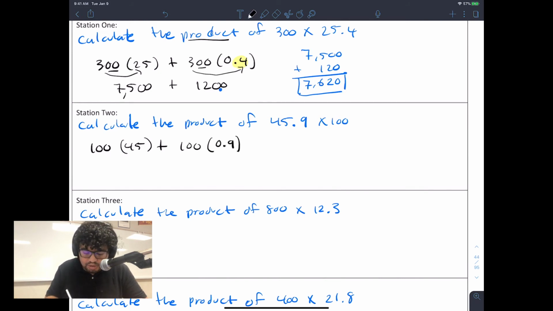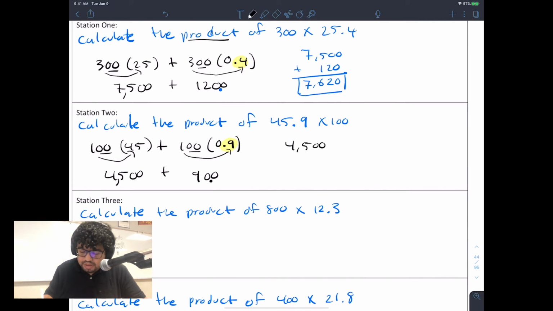Okay. So now multiply 1 times 45. That will give me 45. Then I add the 2 zeros. Gives me 4,500 plus 1 times 9. That will give me 9. Then I add the 2 zeros. Now remember, there's one number to the right of the decimal point. So therefore, there has to be one number there, and that's 90. So therefore, this is 4,500 plus 90.